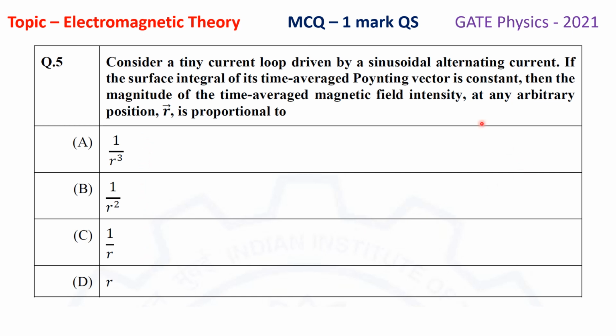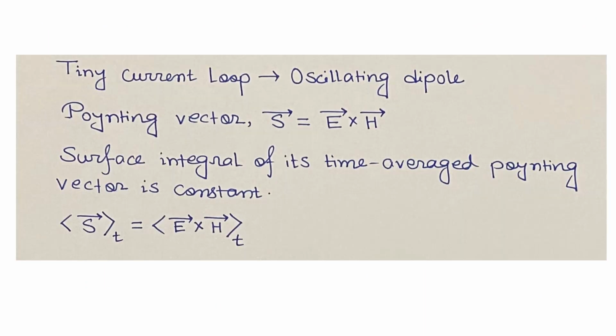Let us see the solution now. We have to consider a tiny current loop. Now a tiny current loop is basically analogous to an oscillating dipole. So we can consider a tiny current loop as an oscillating dipole whose Poynting vector is S vector equals E cross H, where E vector is the electric field and H vector is the magnetic field intensity. It is also given that the surface integral of its time averaged Poynting vector is constant. So the time average of S vector will be this, which is basically the time average of E cross H.